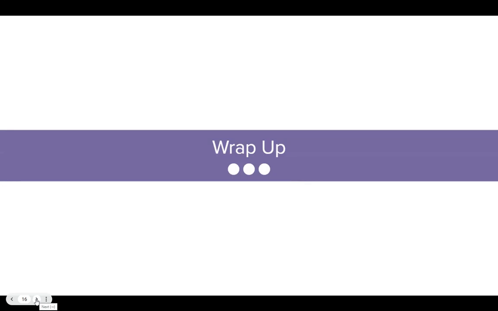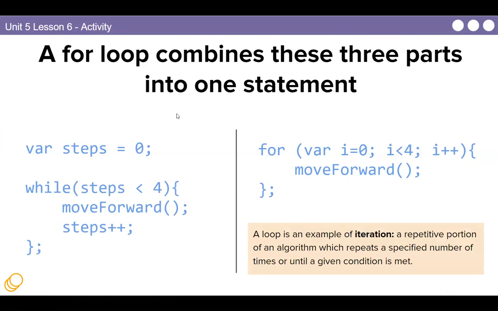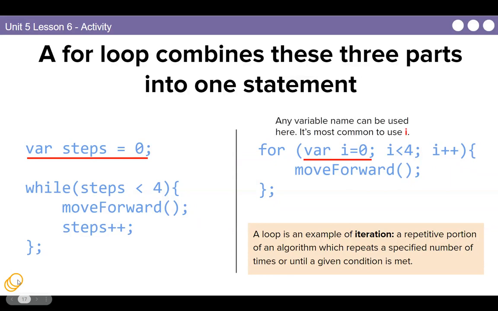All right, so we're going to wrap up now. As you guys remember, a for loop combines 3 parts into one statement. We have our initializer. That's basically where our count starts. So it initializes the count, starts the count. Then any variable name can be used, but it is most common to use i because i stands for initializer. And you don't have to worry about misspelling the letter i. It's just the letter i.